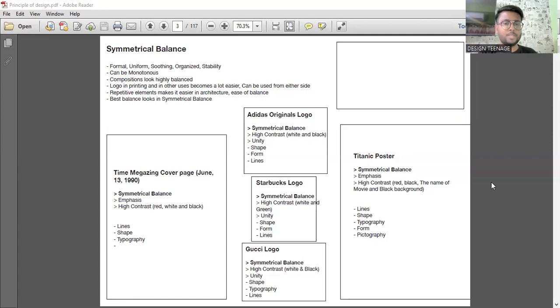Now talking about balance, it looks best in symmetrical balance. So it is very natural. When everything is symmetric, everything will look stable. So for example, the Leaning Tower of Pisa is situated like this. So in an angular position, the structure is being made.